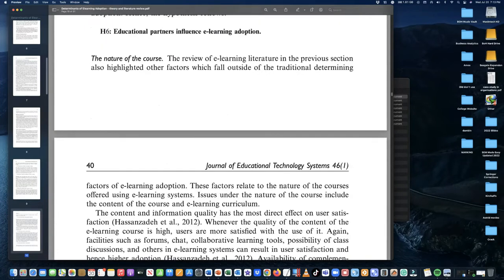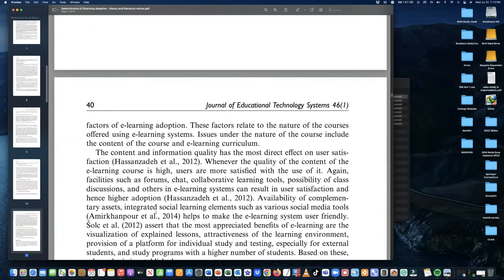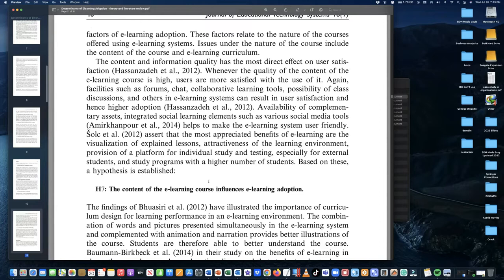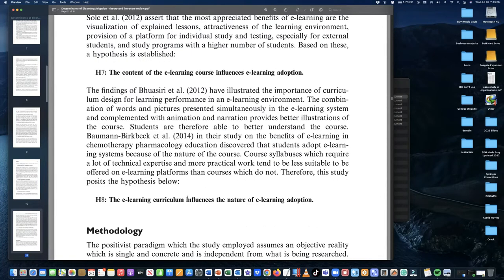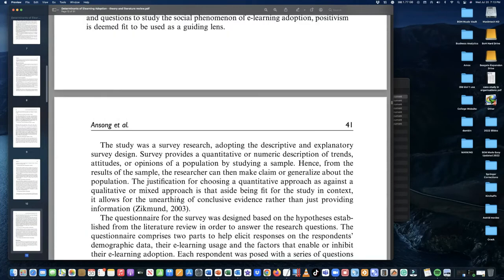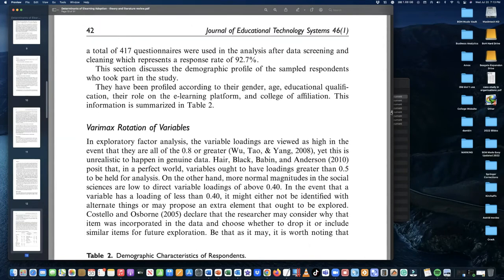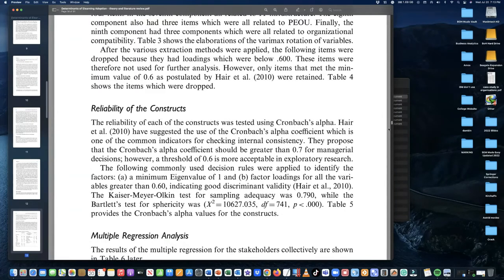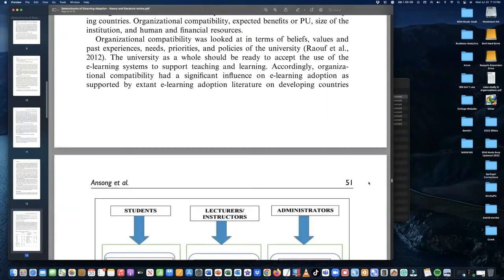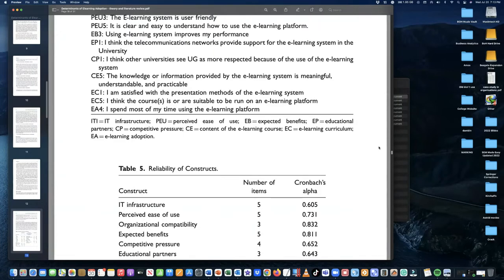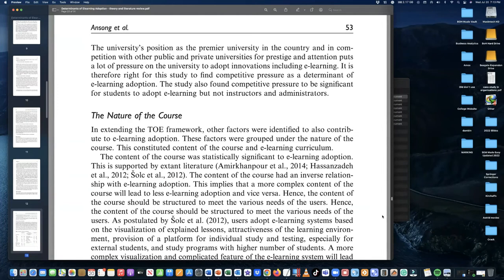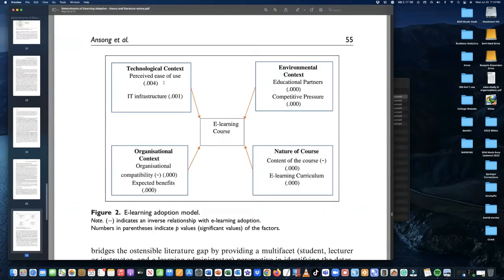Lastly, he added the nature of the course, which is not part of the initial model. The nature of the course has the content of the e-learning courses itself, and then also the curriculum. So two variables under the nature of the course. Sometimes the framework is just a schematic diagram of what you say you want to do. I don't think there's a drawing anywhere, so I think it's at the end of the work that he has the variables he found to be relevant. So this is it: ease of use, IT infrastructure, organizational context, organizational compatibility, expected benefits, nature of the course, content of the course, and then e-learning.